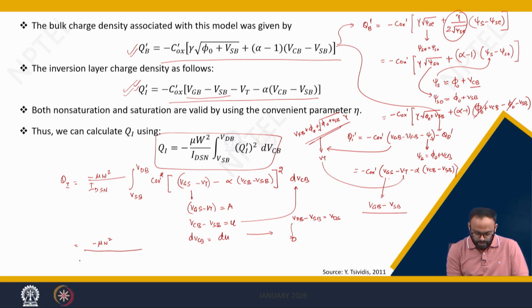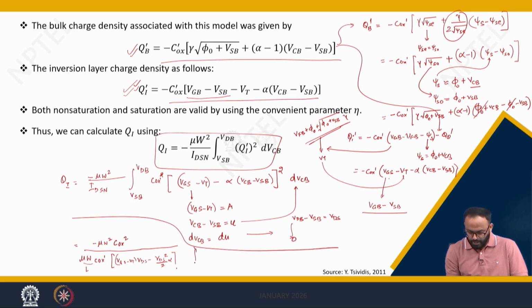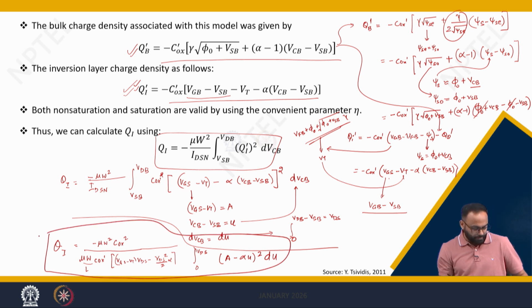So, you will get an integration as minus mu into W square divided by, I can put the value of IDS in here, which is nothing but what? Mu into W divided by L into Cox dash into VGS minus VT into VDS minus VDS square by 2 into alpha. In the numerator, we do have an additional term of Cox square and this integration. So, this equation will be like this and this equation becomes 0 to VDS, A minus alpha u whole square du. This will give you a closed form equation for Qi. So, let us move further with this.